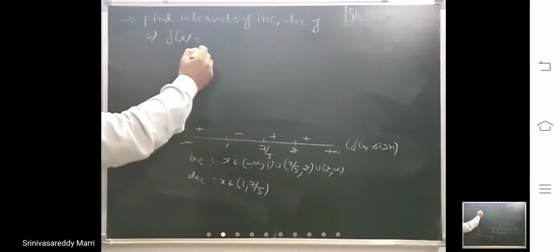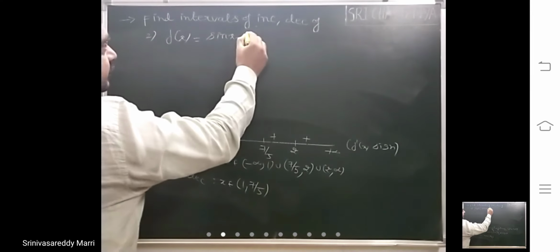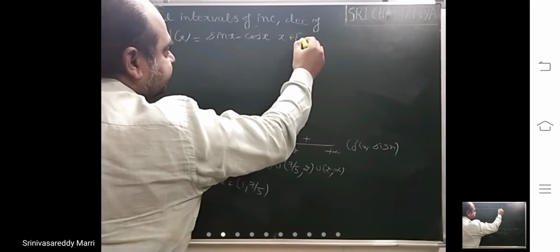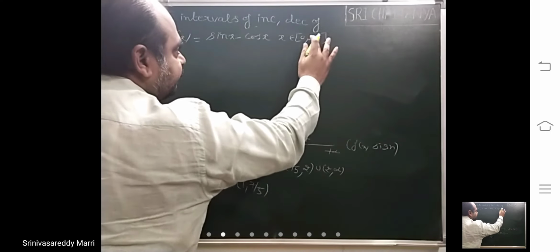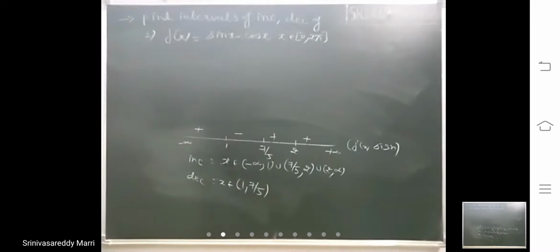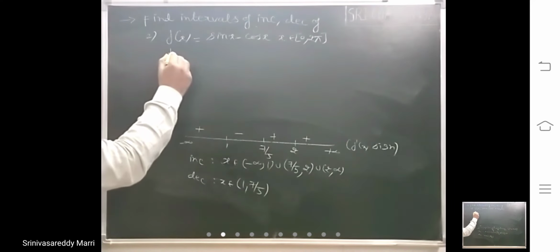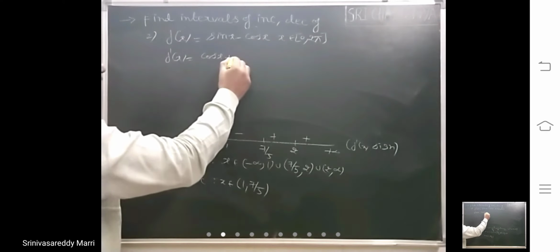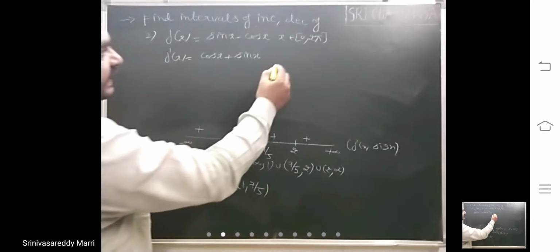Next, f of x equals sin x minus cos x, x given. In some cases interval he will give. That means in that interval only you have to find out where it is increasing, where it is decreasing. Suppose take f of x equal to sin x minus cos x. First I am finding the derivative. F dash x is nothing but cos x plus sin x.